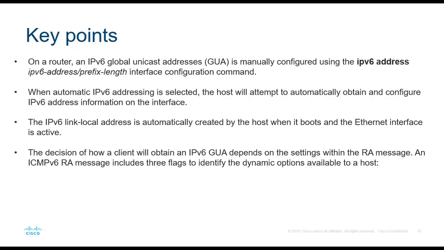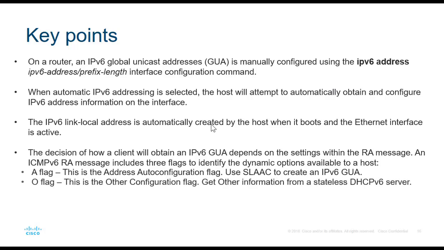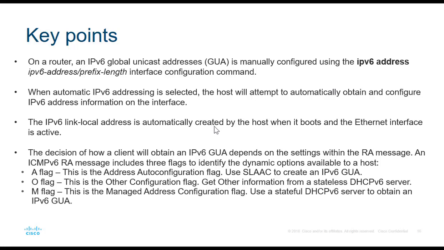Now how about the GUA? We learned that the decision of how a client will obtain an IPv6 global unicast address depends on the settings within the RA message. And we learned that there are three options: SLAAC only, stateless DHCP version 6, and stateful DHCP version 6. These three options depend on three types of flags: the A flag, O flag, and M flag. A flag, SLAAC only. O flag, stateless DHCP version 6. M flag, stateful DHCP version 6.